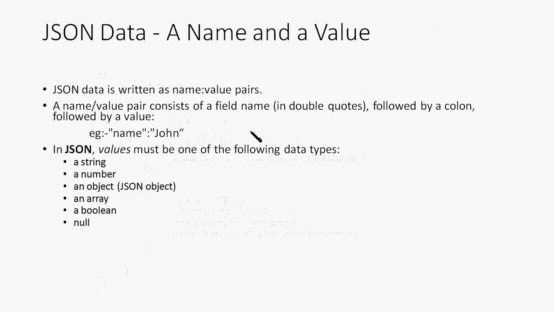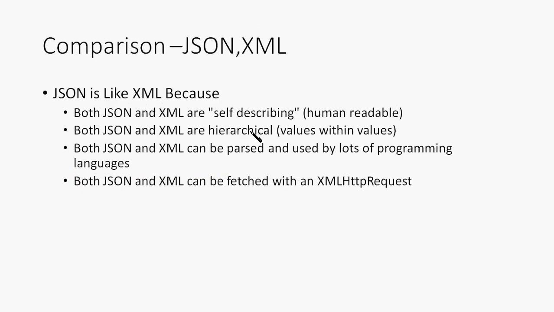Okay, next we can go to the data types in JSON. JSON has mainly string, number, object, array, boolean, and null values. So we can go to the comparison of JSON and XML. Both JSON and XML are self-describing and human readable. The peculiarity of XML is that we use XML tags for describing the data, but JSON does not require such tags.